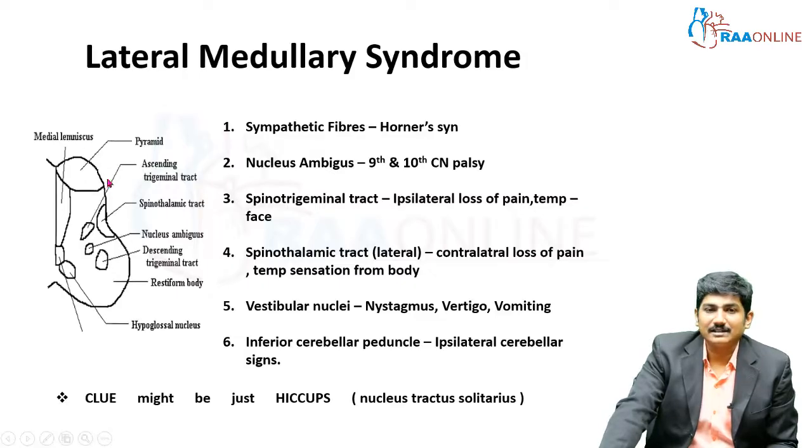So what is there in the lateral area of the medulla? The sympathetic fibers that produce Horner syndrome, and the nucleus ambiguus of the 9th and 10th cranial nerves. These are the nerves of the medulla. The spinal trigeminal tract causes ipsilateral loss of pain and temperature over the face, and for the body it is the opposite side. So for the face it is the same side loss of pain and temperature, for the body it is the opposite side loss. And because of the vestibular nuclei, nystagmus, vertigo and vomiting occur. Because of the inferior cerebellar peduncle, ipsilateral cerebellar signs will also be present.